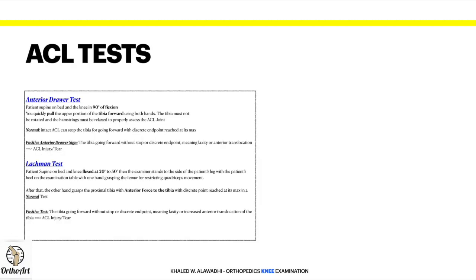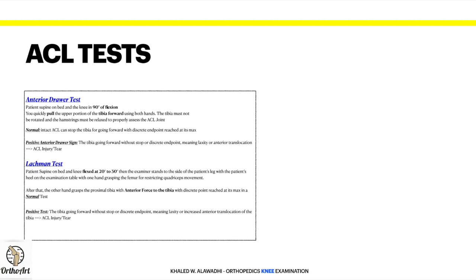In ACL, it's a very common test. We have the anterior drawer test and the Lachman test. For the anterior drawer test, the patient is supine on the bed, knee in 90 degrees flexion. You quickly pull the upper portion of the tibia forward with both hands. You should not rotate the tibia, and the hamstrings must be relaxed in order to properly assess the ACL.